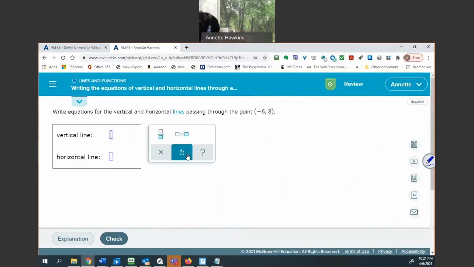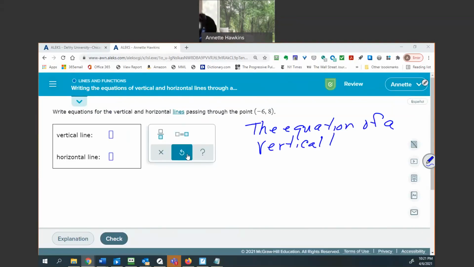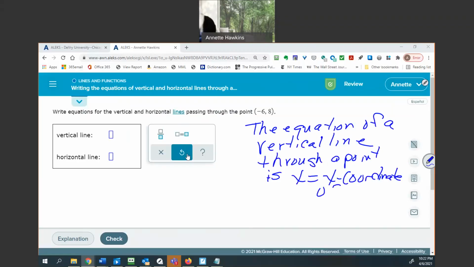Now, the equation of a vertical line through a point is x equals the x coordinate of the point. So this point, this is x, this is y. All right, so x equals -6 is the vertical line.